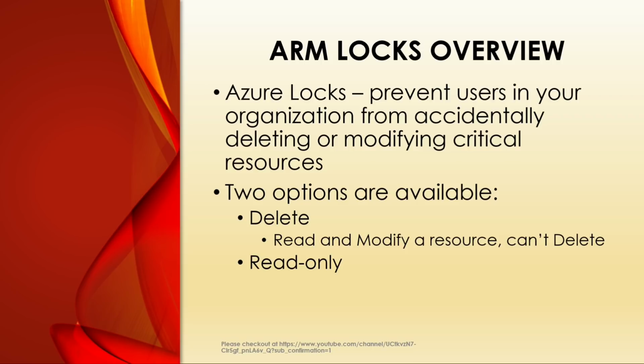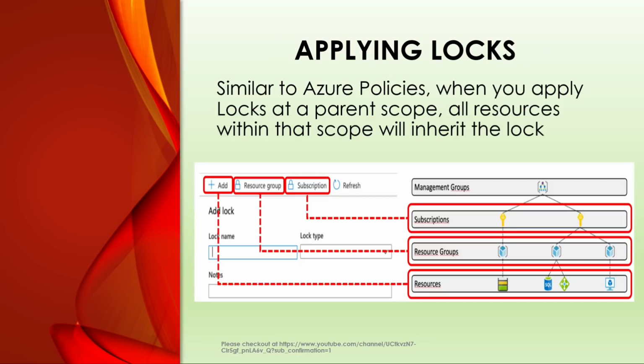Now, the second option is more stringent. It is read only. In that, we can read a resource, but we can't modify or delete it. So this is how it works. It's similar to Azure policy. When you apply locks to a parent scope, then it gets inherited by the child resources. So if you apply it at the subscription level, then it gets applied to the resource group as well as the resources. And we are going to see how it works here.